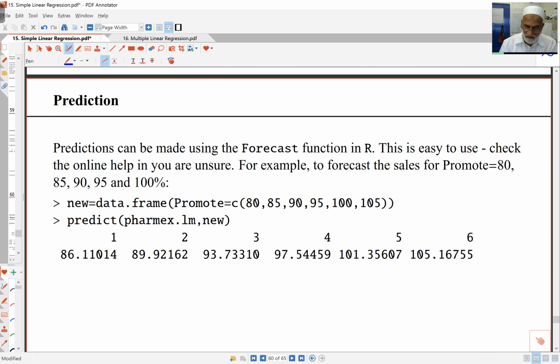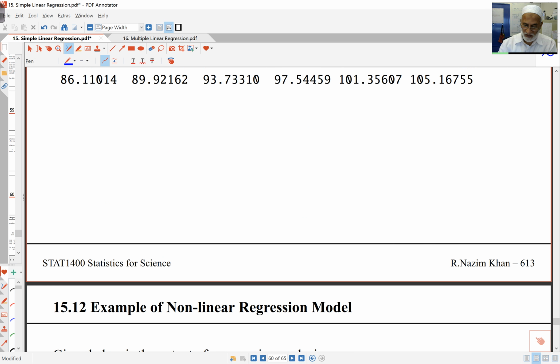Predictions are easy. All I've done here is put in the values for the model that I want to predict, and this is my data frame. When I put in here this new as what I want to predict at, it predicts at all of those simultaneously. Well, this is for promoters 80, 85, 90, 95, 100, 105, and so on. Fairly easily done in R.